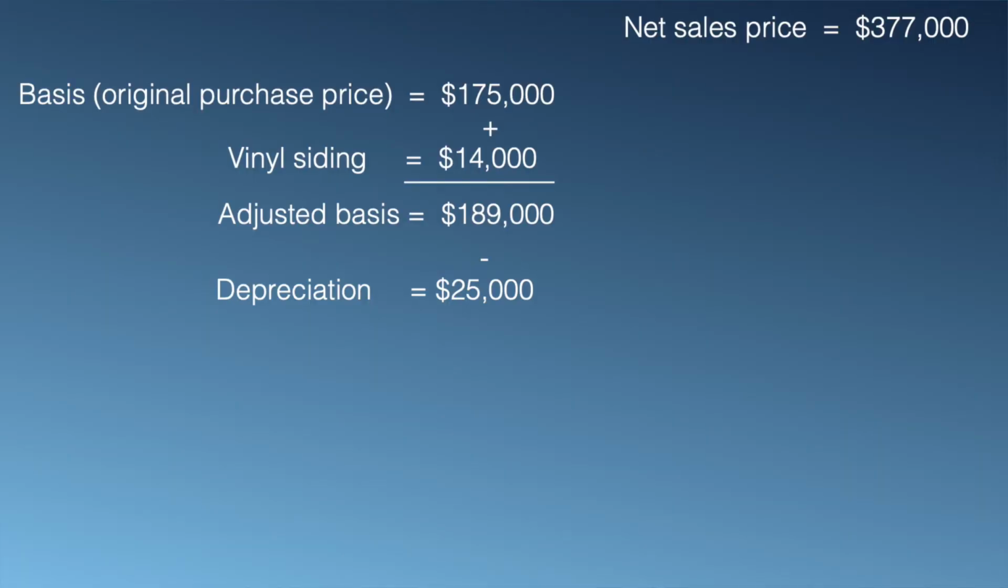But wait a minute, the investor also claimed depreciation throughout the years. So in this case, the investor claimed about $25,000 in depreciation. So we have $189,000, and we now have to subtract the depreciation. So we subtract $25,000, and that gives us an adjusted basis of $164,000. So in this case, it kind of works against the seller, right? Because of so much depreciation that they pretty much had to recapture. So it's $164,000, where originally the basis was $175,000. So this person's going to have to pay more in capital gains.